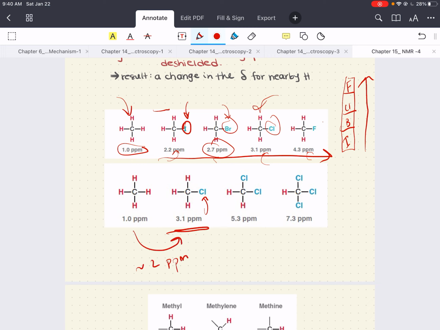Now double it up, add 2 chlorines. You're going to see around a 4 ppm shift. Add 3 chlorines. Look how this is going to be additive. Adding more halogens, you see an even greater effect on the shift in your NMR spectra because of these halogens. So that's a really good thing to remember.